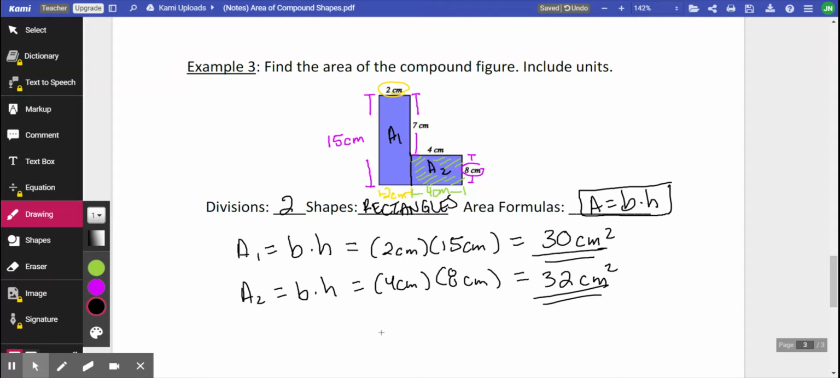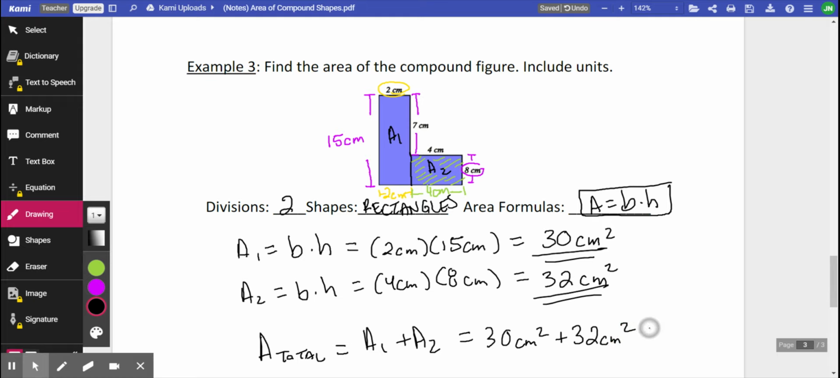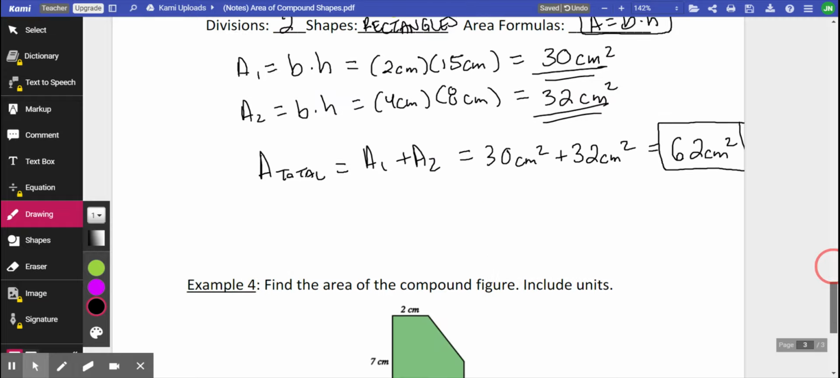Now, is that my final answer? No, I want to find the total area, right? So area total, the area total is the area of the compound shape. In this case would be A1 plus A2, or the first area plus the second area, which is 30 centimeters squared plus 32 centimeters squared, which gives me a total of 62 centimeters squared as my final answer for this compound shape. Okay. One more for comfort.